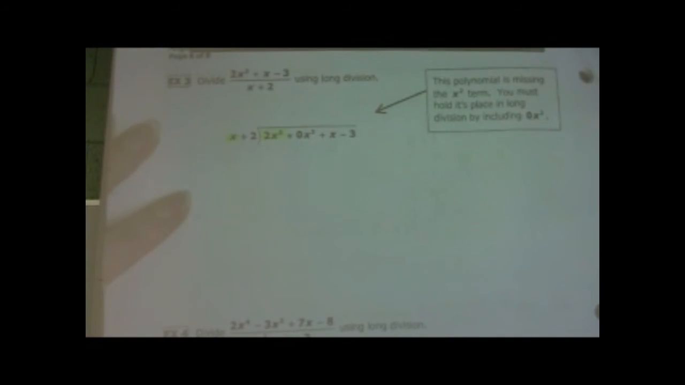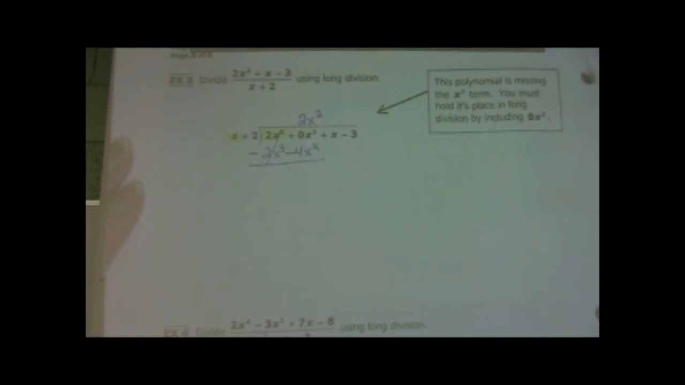And we're going to ask ourselves, what do we have to multiply x by to get it to be 2x to the third? How about 2x squared? So go to the x squared column here, and we're going to write 2x squared up here. We're going to multiply it by this using distribution. So 2x squared times x is 2x to the third, and 2x squared times 2 is 4x squared. Change both signs. And now we can add.